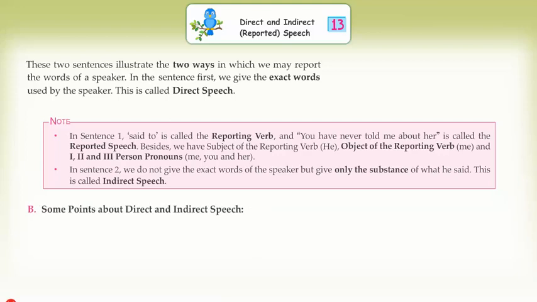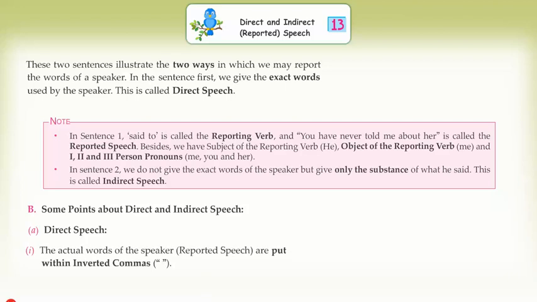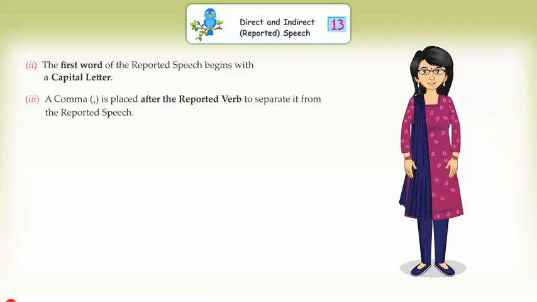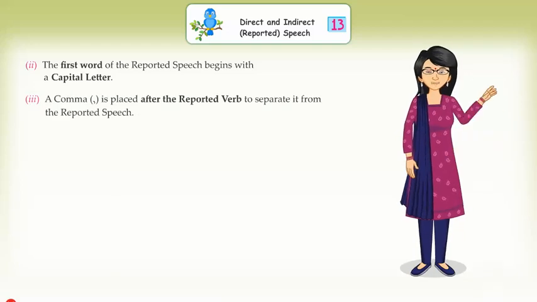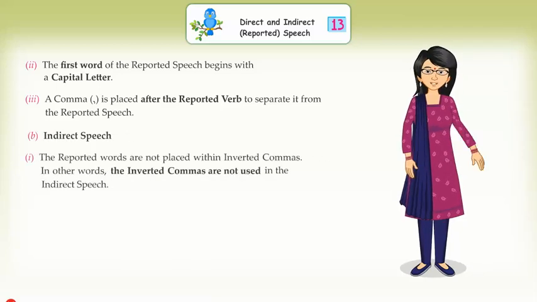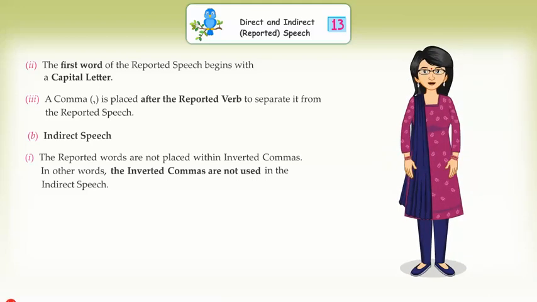B. Some points about direct and indirect speech. A. Direct speech. 1. The actual words of the speaker, the reported speech, are put within inverted commas. 2. The first word of the reported speech begins with a capital letter. 3. A comma is placed after the reporting verb to separate it from the reported speech. B. Indirect speech. 1. The reported words are not placed within inverted commas. In other words, inverted commas are not used in indirect speech.